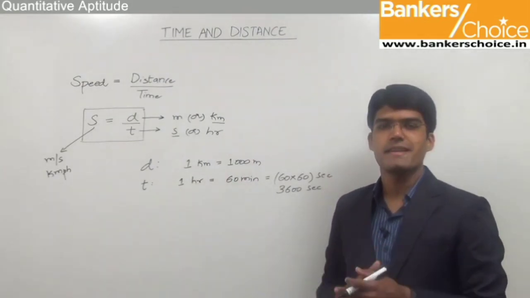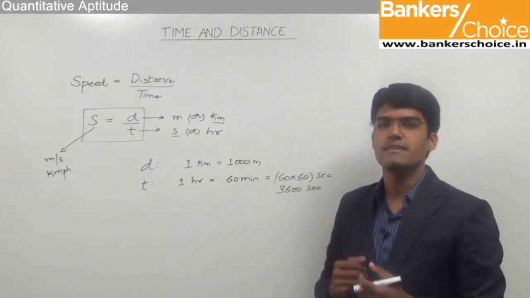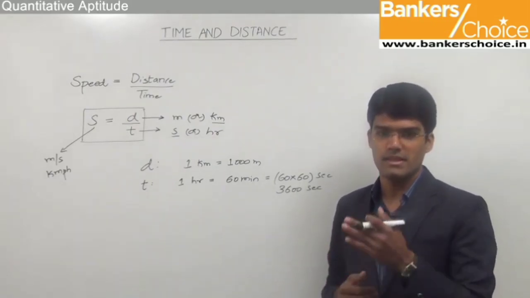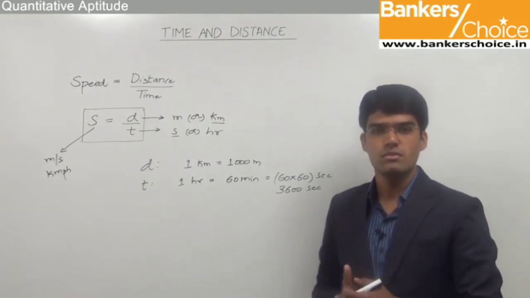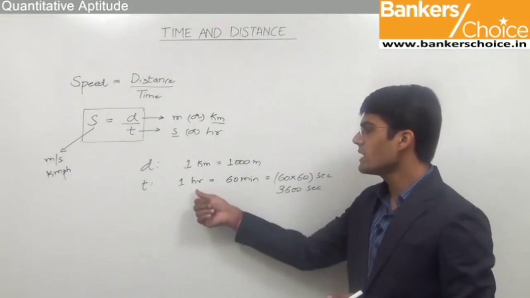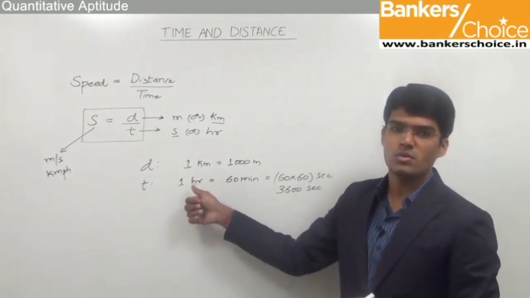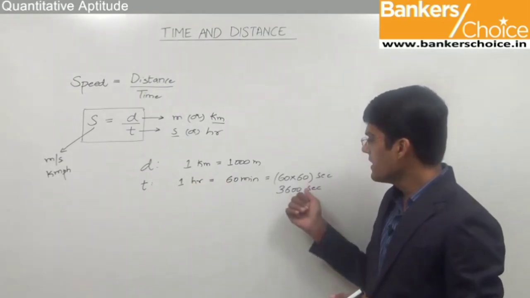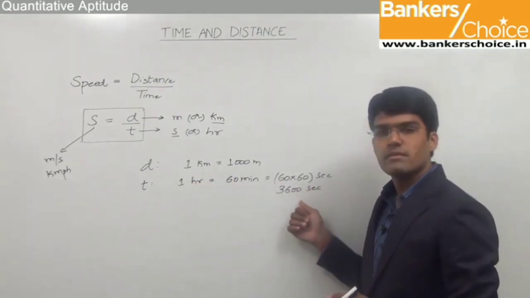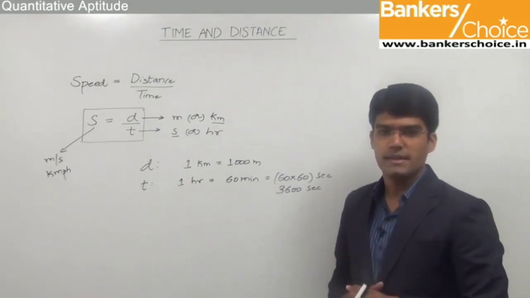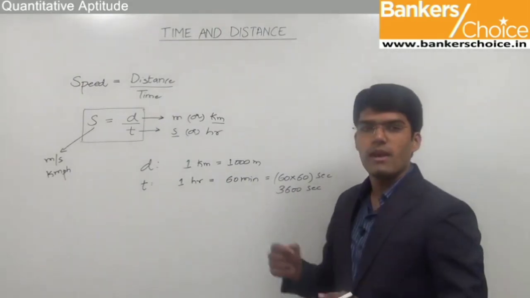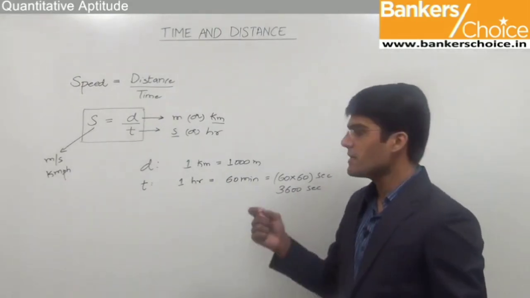Suppose the given time is 120 minutes. If we divide by 60, we can convert that to hours. That is 120 by 60 is equal to 2. So 120 minutes is equal to 2 hours. So this is how we can convert hours to minutes or minutes to hours as required. And similarly, we can use 1 hour as 3600 seconds and convert hours to seconds or seconds to hours as per the requirement.